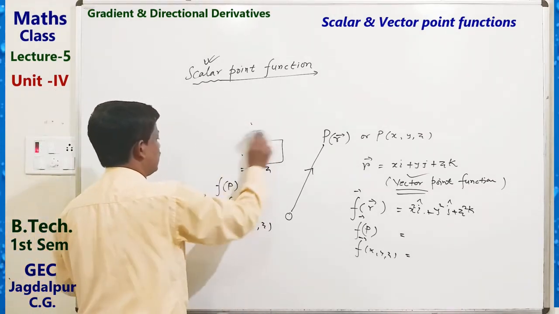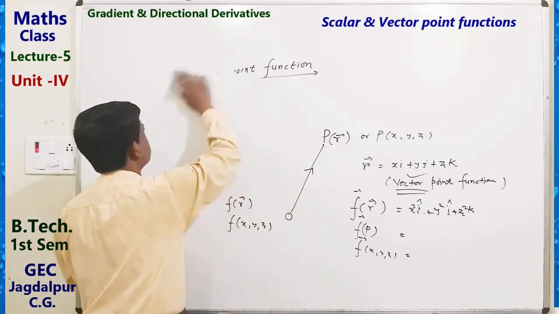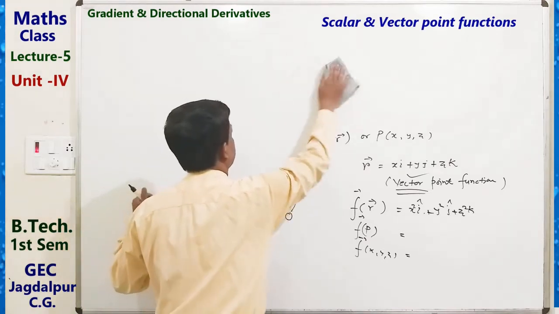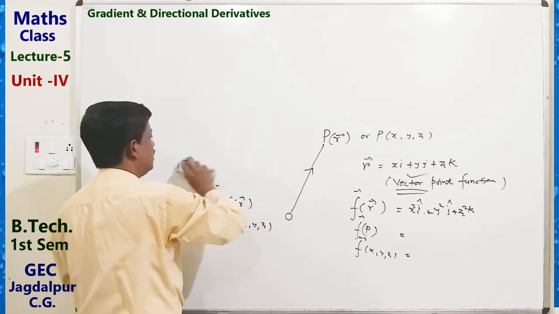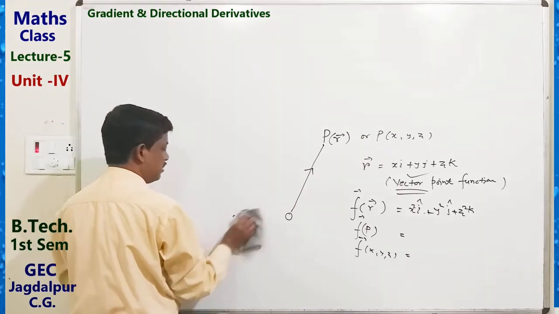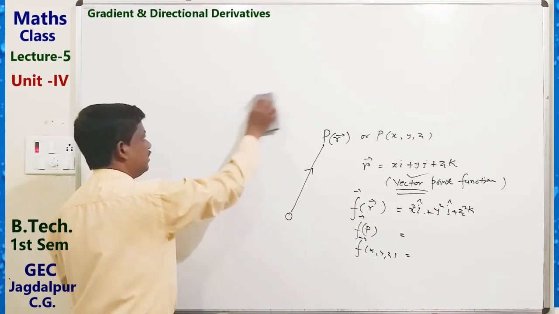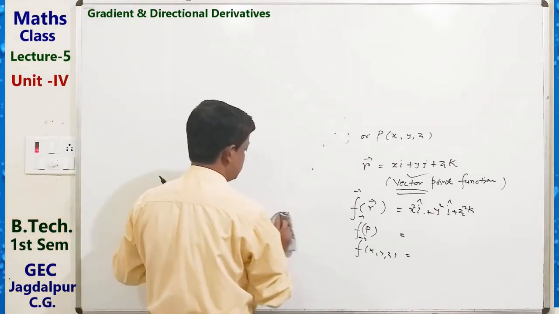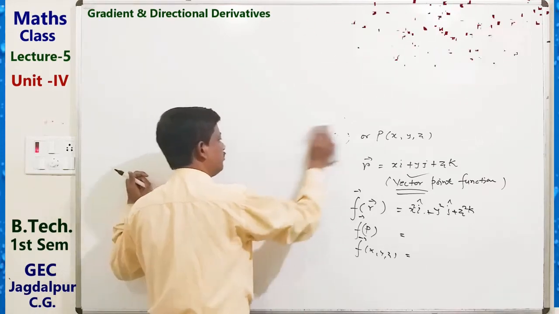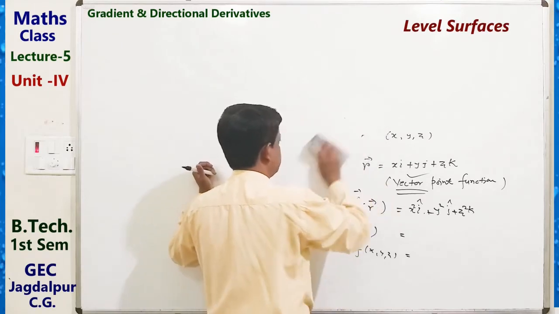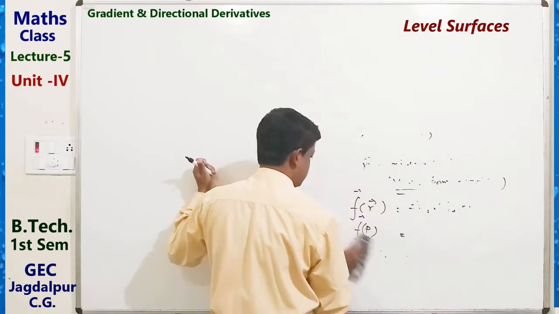They are very, very important for solving questions, because for divergence, gradient, curl, directional derivatives we are using these functions. For gradient and directional derivative, we will use scalar point function. Now, a scalar point function means what? Function of three variables x, y, z.